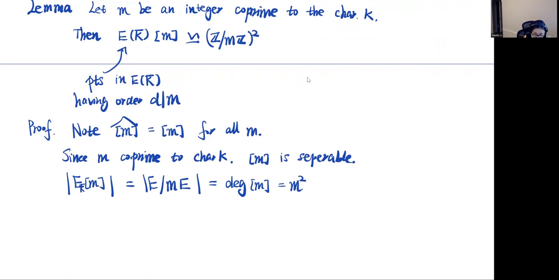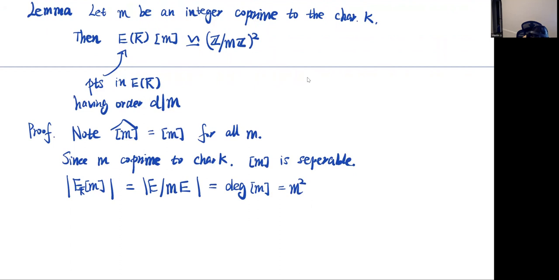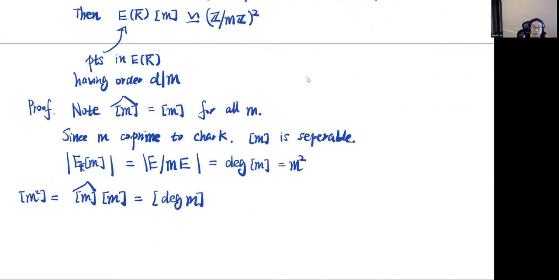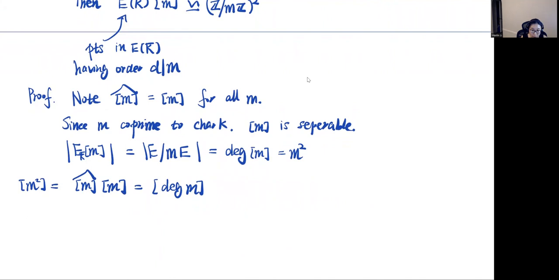Because by the lemma of the dual isogeny, we know that M dual composed with M is given by the degree of M, this isogeny given by multiplication by degree of M. But on the other hand, we also know that this is nothing but M squared. So the degree of the multiplication by M map is exactly M squared. Okay, so that's the proof. Great. So now we roughly know the structure of the elements in E with finite order. Okay, so how do we use this to study the set of endomorphisms?